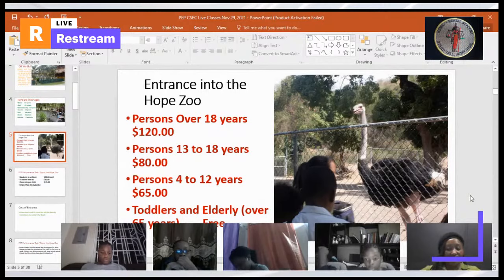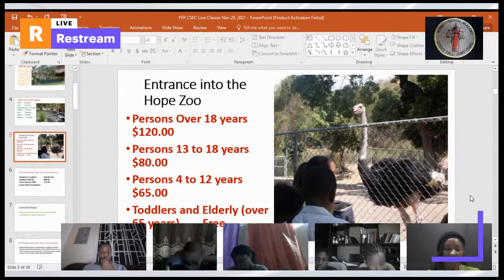So if you have already written the ages and the cost, you can go ahead and work out the first task. How much money will Kevin's family have to pay for everybody to get in?